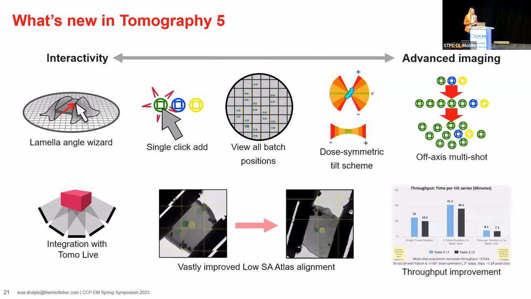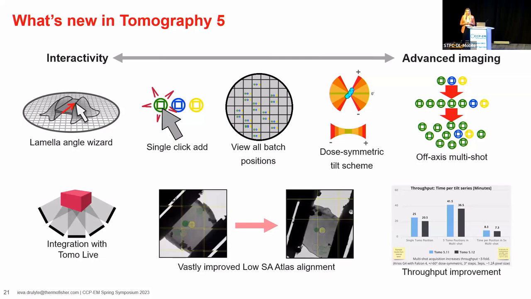Additionally, we now have multi-shot has moved from being able to acquire different positions on the rotation axis to being able to add them off rotation or off tilt axis. So that really allows you to speed up data collection. The numbers, of course, will be different on many different parameters, but in this graph here, we show that with these improvements, each tomogram takes less than 8 minutes to collect.